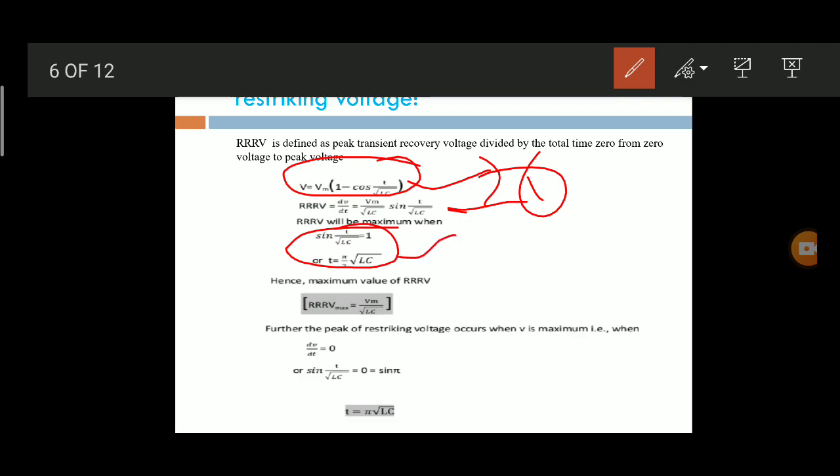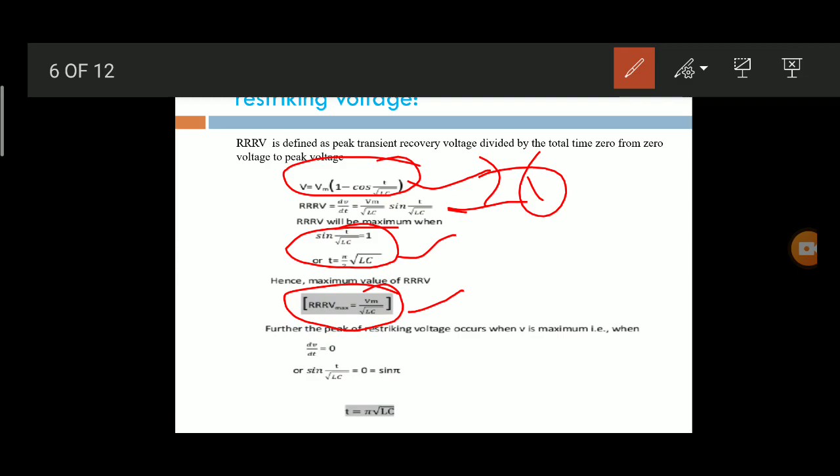Hence the maximum value of the rate of rise of restriking voltage is Vm by root LC. Okay, understand? Next, for the peak of the restriking voltage, dV by dt equal to 0.